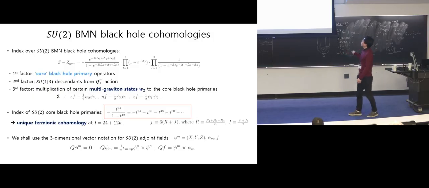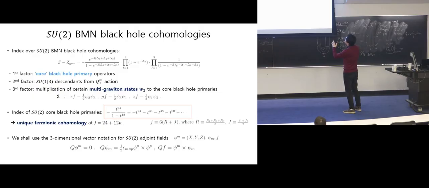After the unrefinement, you will find this series, which means that you should find unique fermionic operators at each charge level 24 plus 12n. Interestingly, it turns out that they are all SU3 R-singlets. So in SU2 theory, in the BMN subsector, these core black hole primaries are all SU3 singlets with increasing spins. Please remember this expression for later.